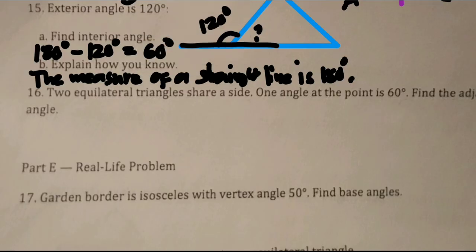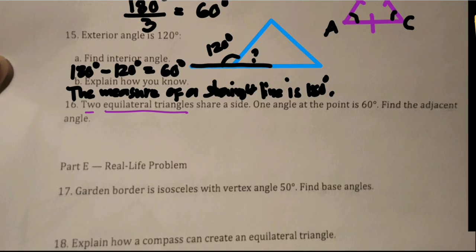Okay, and then for number 16, two equilateral triangles share a side. One angle at the point is 60. Find adjacent angle. Share a side. One angle at the point is 60. Analyzing this one, if two equilateral triangles share a side, the only possible configuration of this is like this, the one I just drew. They lie on opposite sides of the shared side.